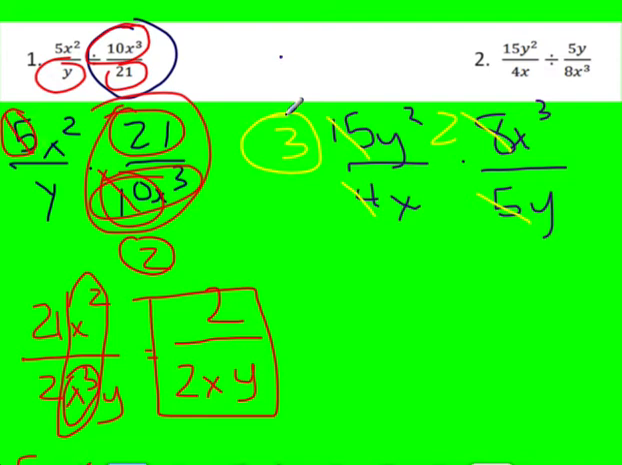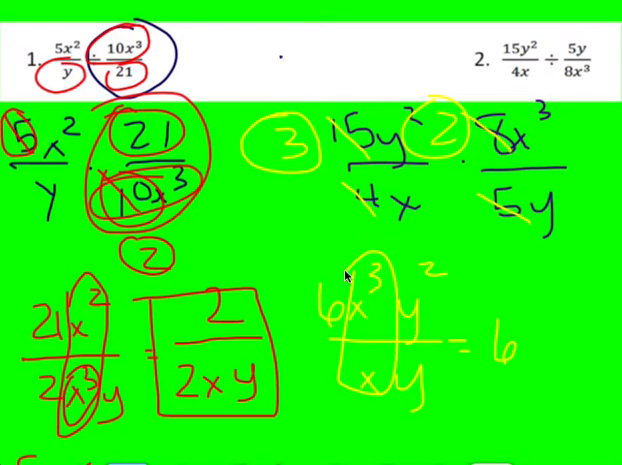So then on top, we're going to take 3 times 2, which is 6. And then I have x cubed y squared up top, and then I have xy on the bottom. So now I need to go through and simplify. Well, nothing's going to happen with that 6.